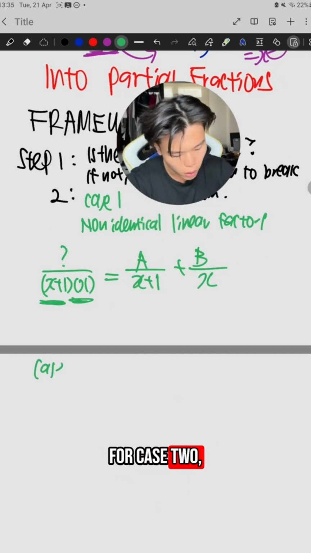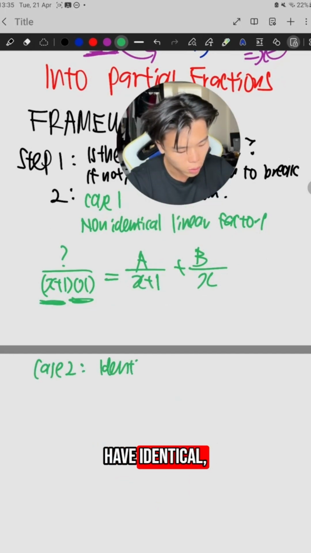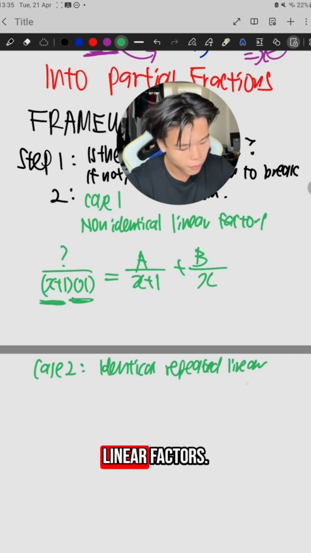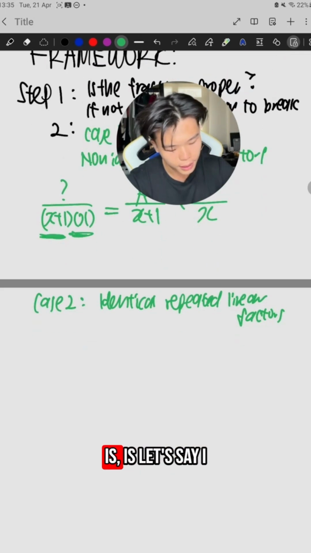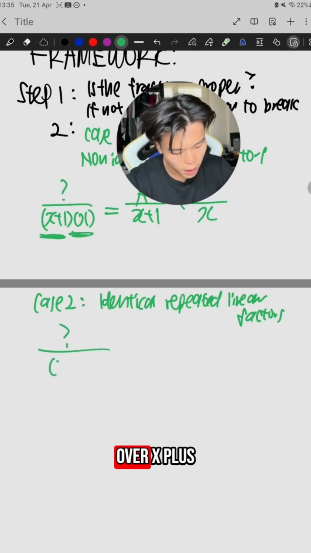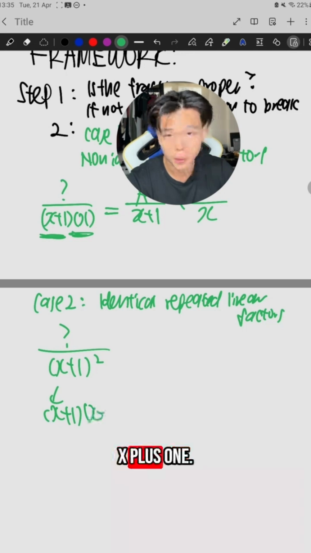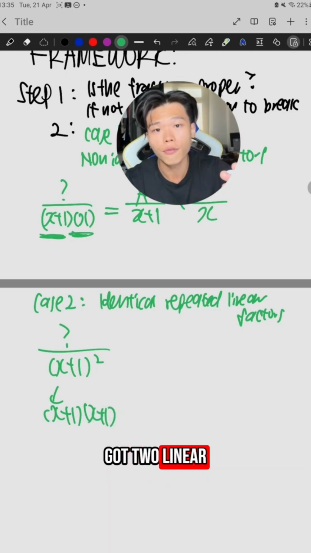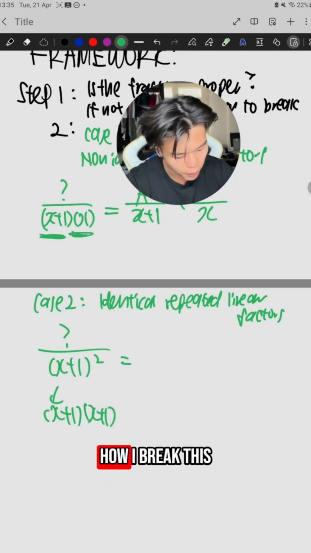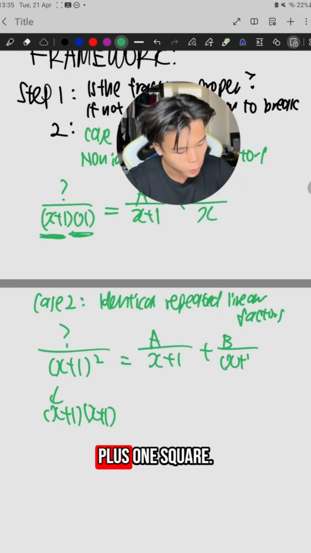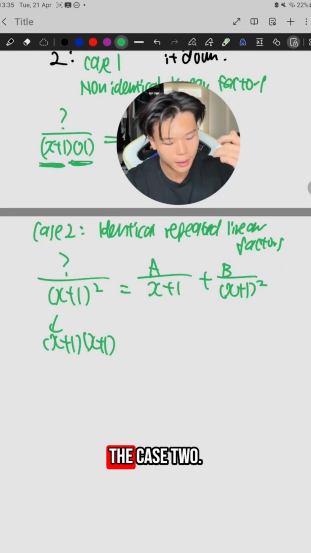For case 2, it is when you have identical repeated linear factors. Let's say I have something over x plus 1 squared. X plus 1 squared is basically x plus 1 times x plus 1, so I have 2 linear factors that are repeated. Therefore, how I break this down is A over x plus 1 plus B over x plus 1 squared. Okay, so this is case 2.